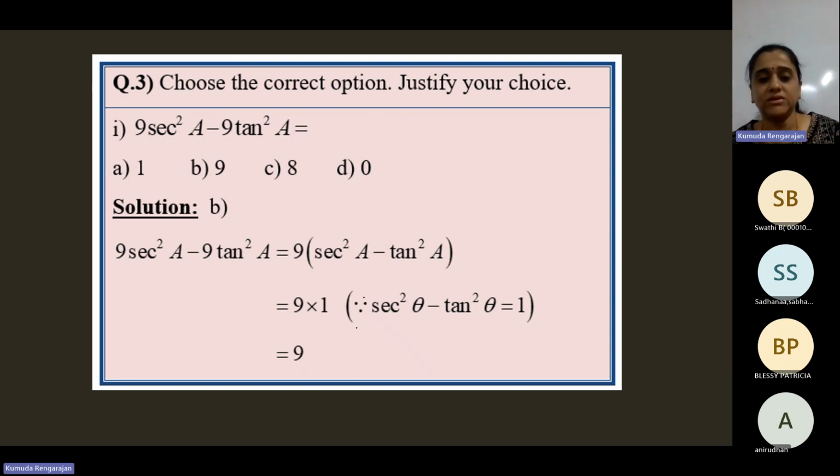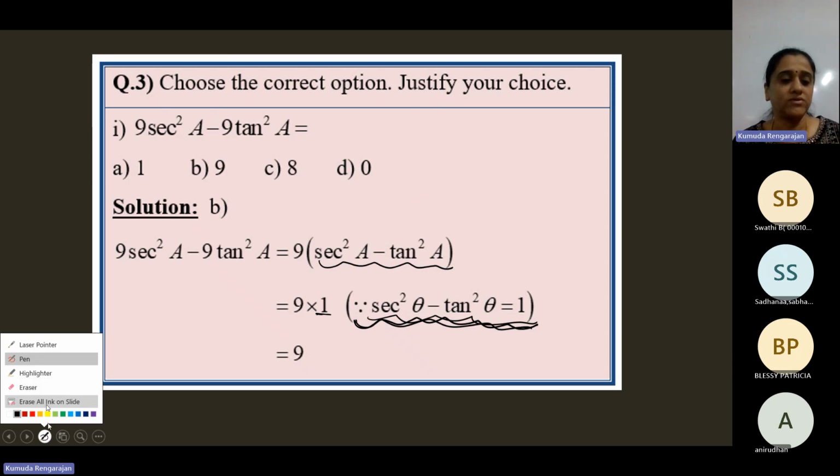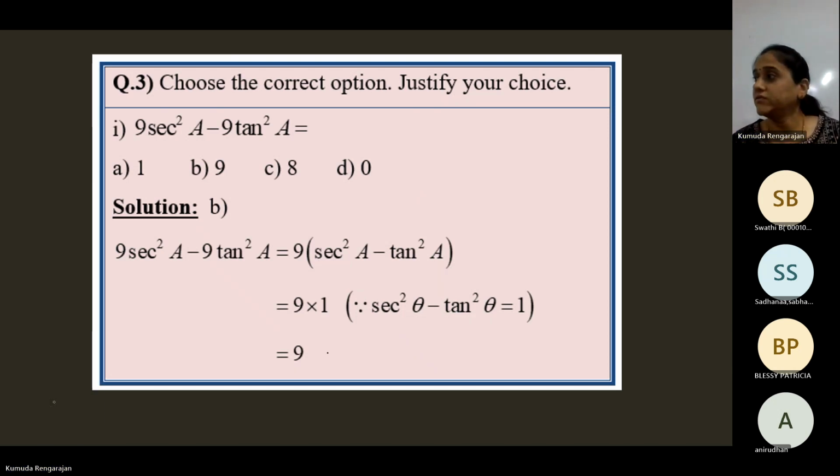So this reason is the identity. Because secant square theta minus tan square theta is 1. The reason why we are writing secant square A minus tan square A is 1, because this is the identity. Secant square theta minus tan square theta is 1 for that reason. Finished?